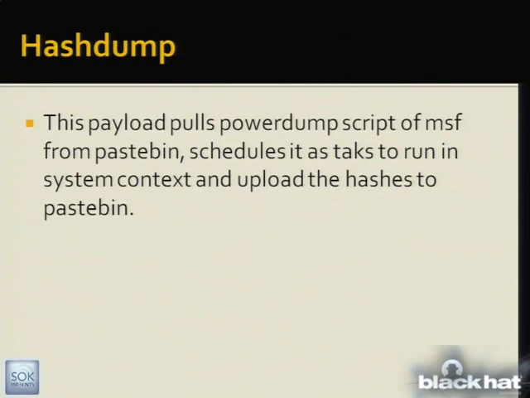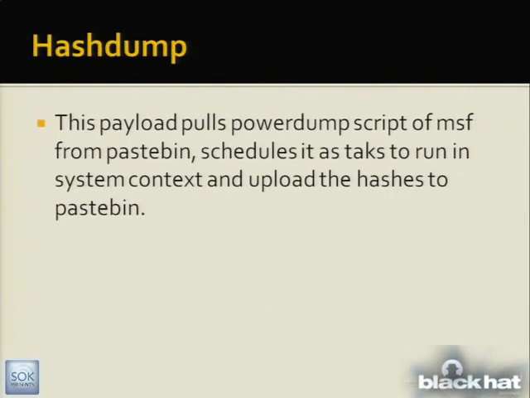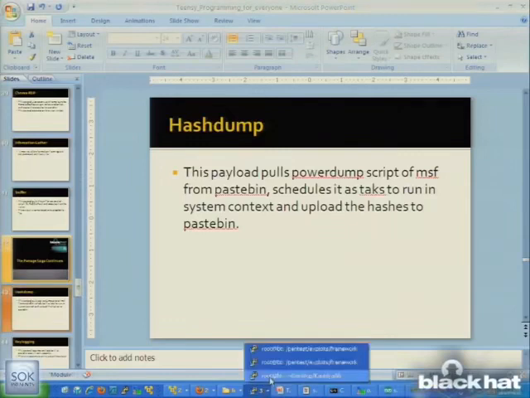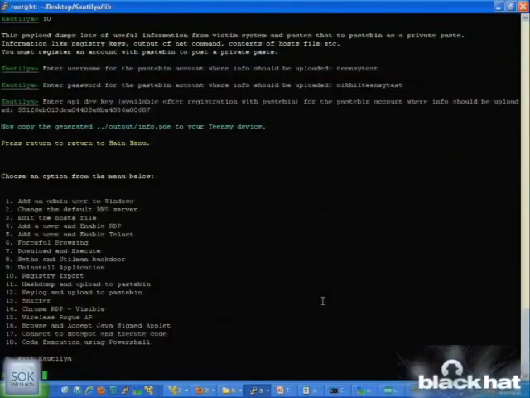For example, this hash dump. This payload currently pulls the power dump script from Metasploit from pastebin, schedules it as a task, and on Windows 7 machines, obviously, uploads the hashes back to pastebin. So there are some catches when you try to run something as system on a Windows 7 machine. The only way I found was as an administrator, schedule it as a task to run with system privileges. So let's have a quick look at this.